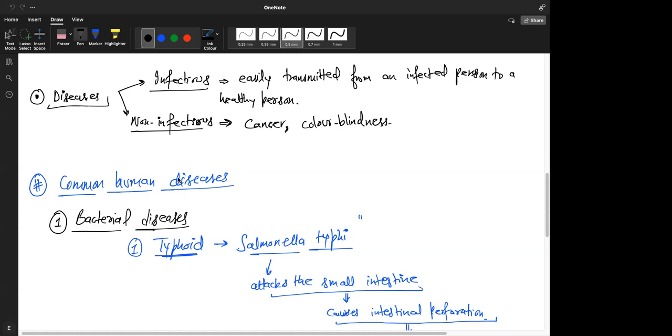Then we also, on the side, discussed acute and chronic diseases. Acute diseases are severe but very short lasting. Chronic diseases aren't that severe, but they last long. For example, diabetes.